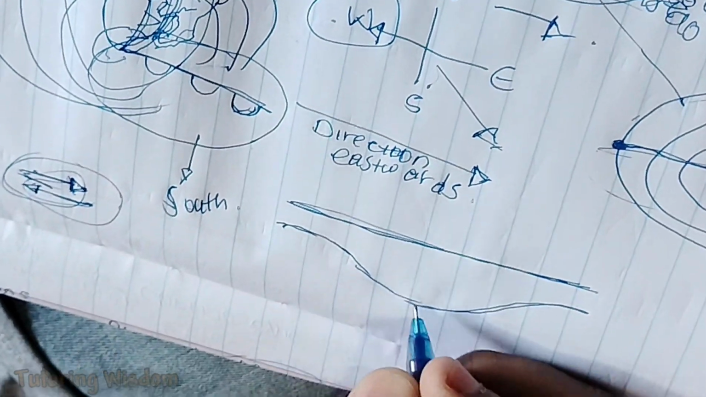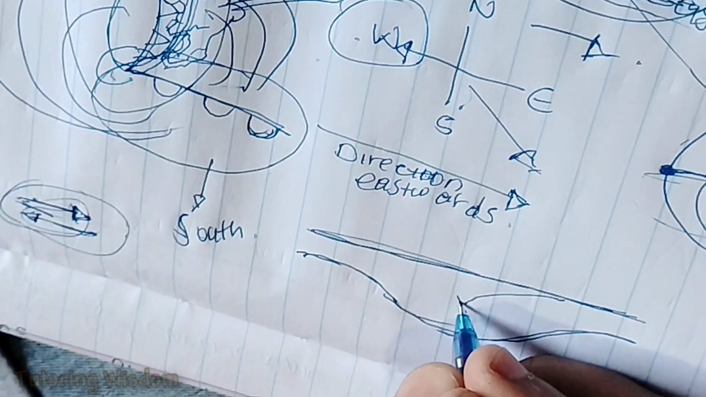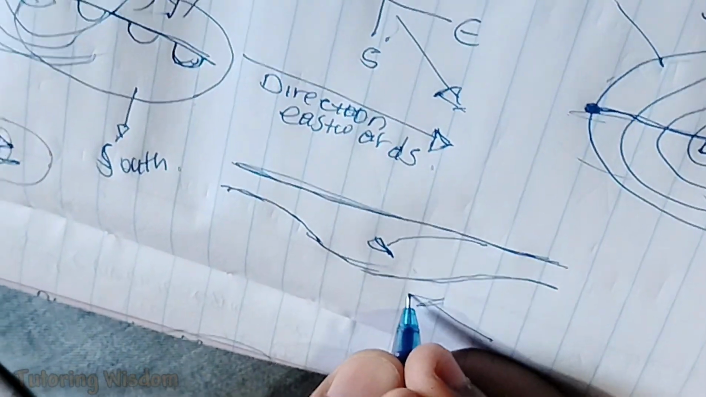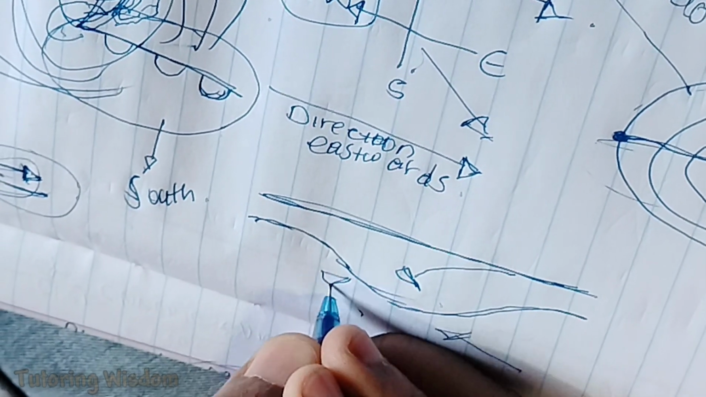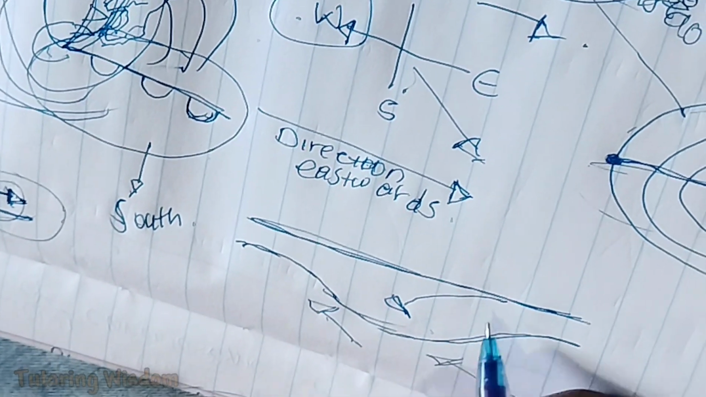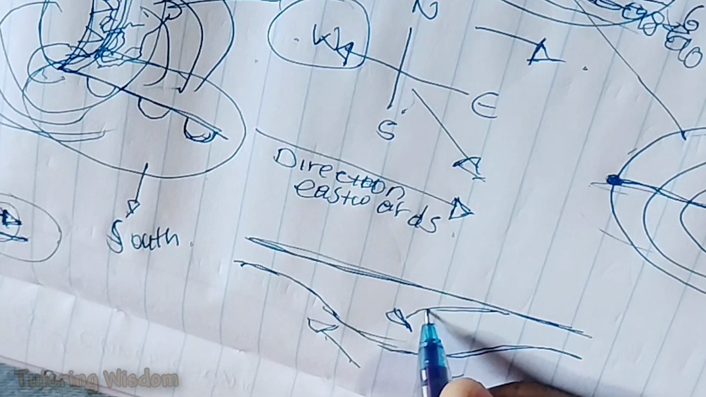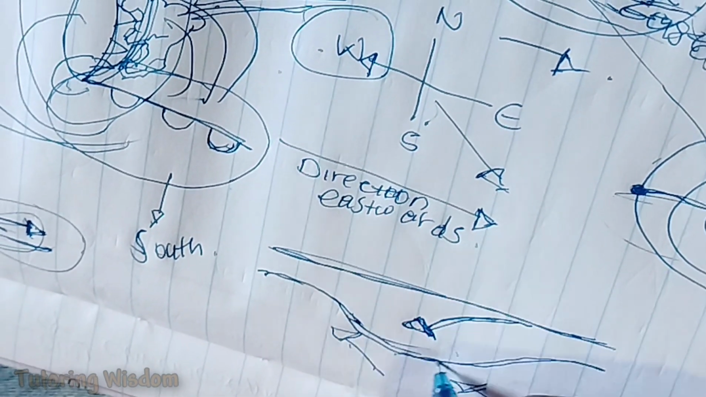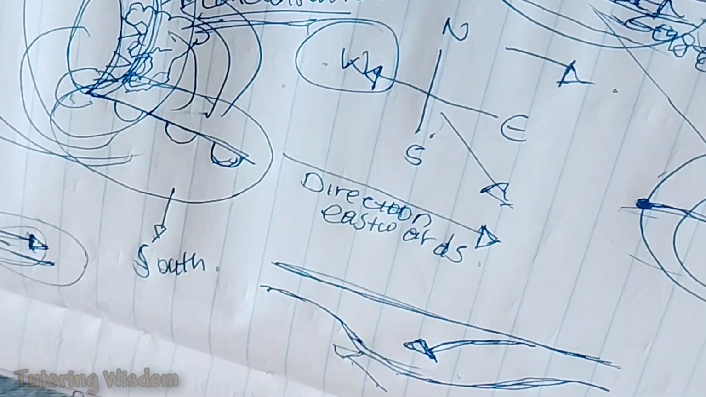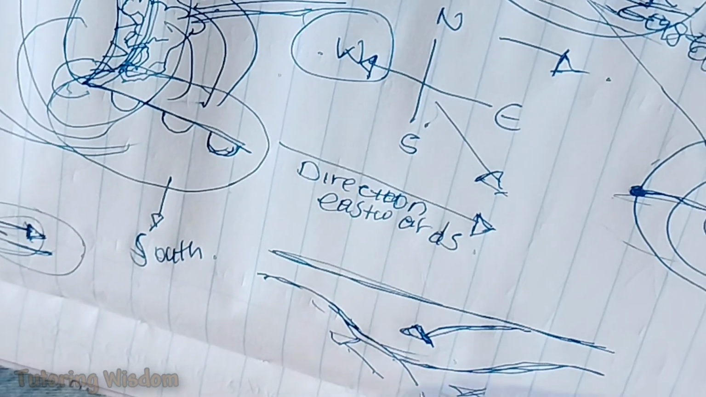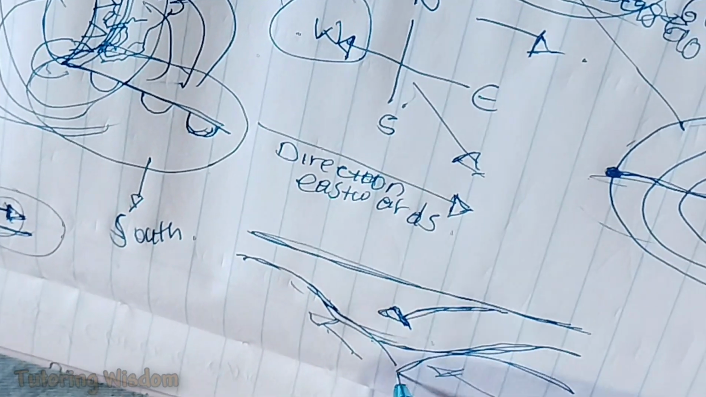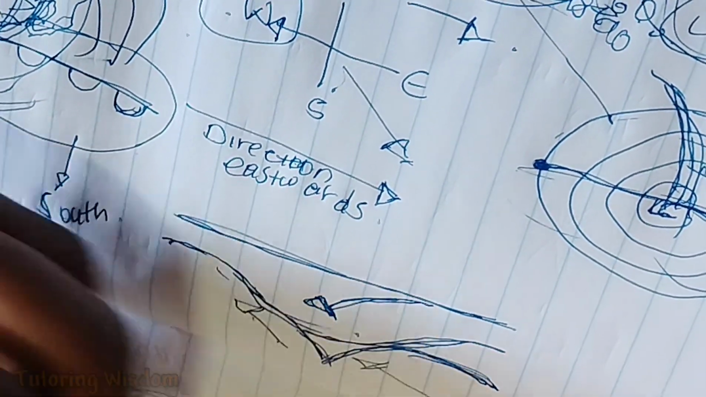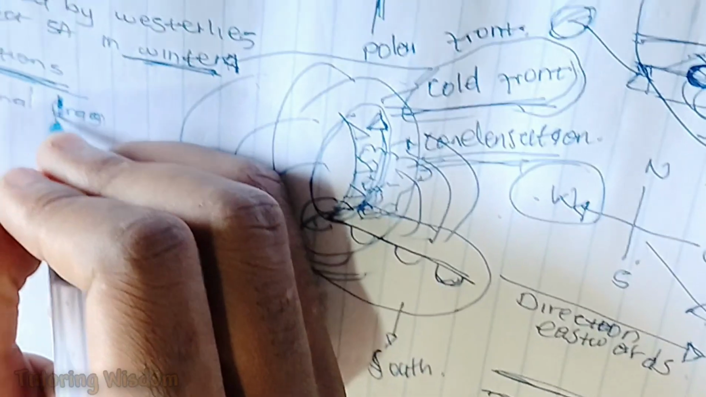So this frictional drag will cause the formation of a what? A wave. So we'll have something like that. As time goes by, this warm air will dive deeper into the cold front till this becomes a matured cyclone. So that's why we need frictional drag.